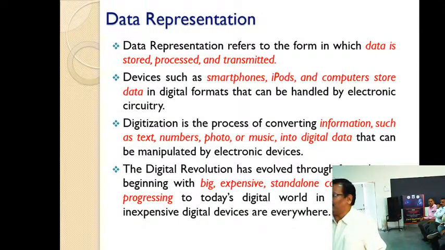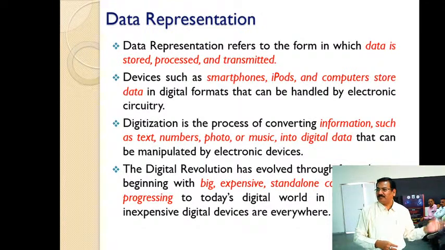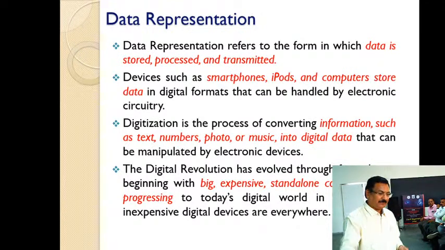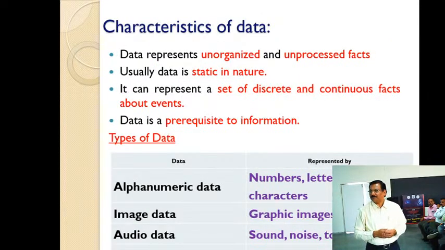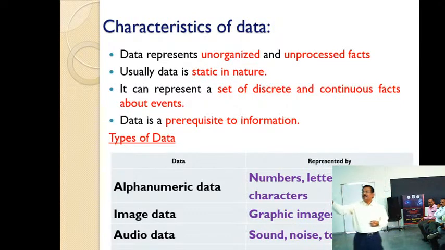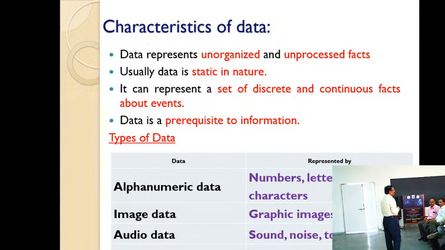Now, your digital evolution has evolved through 4 phases. One is big, expensive standalone computers with processing. So these are the basic parameters and the basic things for the characteristics of your data. Your data represents unorganized and unprocessed facts. Whenever you are going to take data, it is unorganized and unprocessed fact.